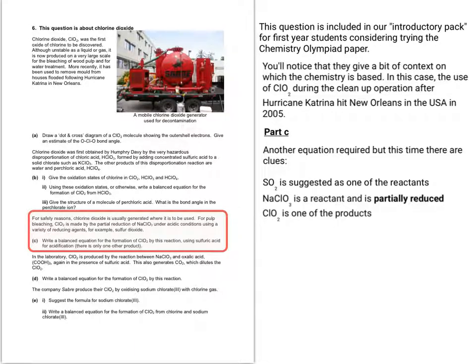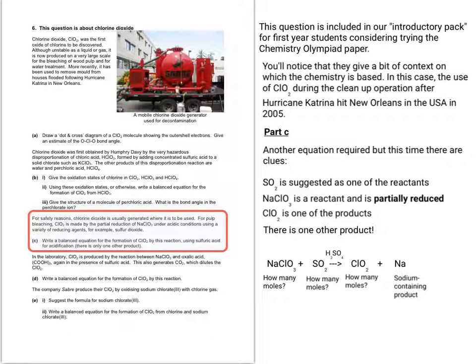So this part asks for another equation, but they give you some clues to work with. So the sulfur dioxide is one of the reactants. NaClO3 is a reactant, but it's partially reduced, and ClO2 is one of the products. So again, let's put down what we know. I forgot to mention that there's one other product, so let's go back and try to put something together here.